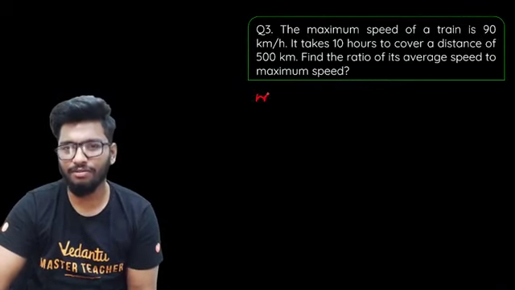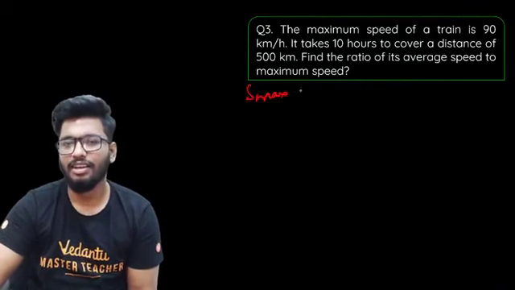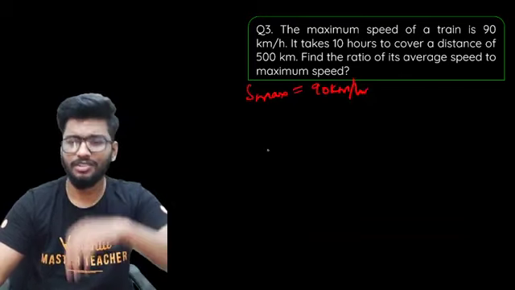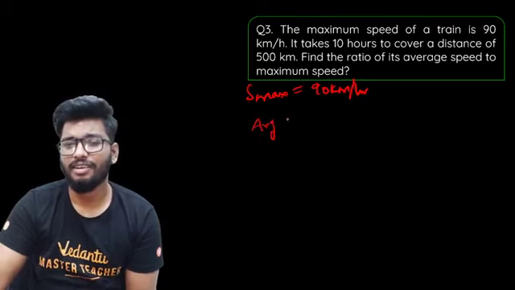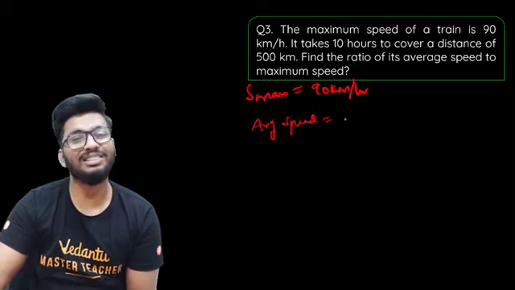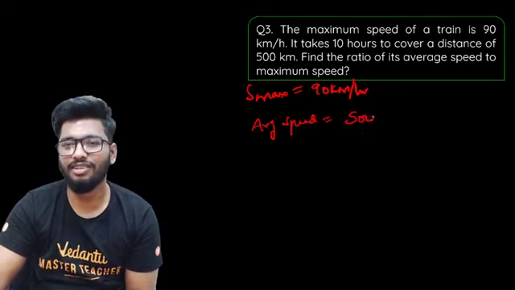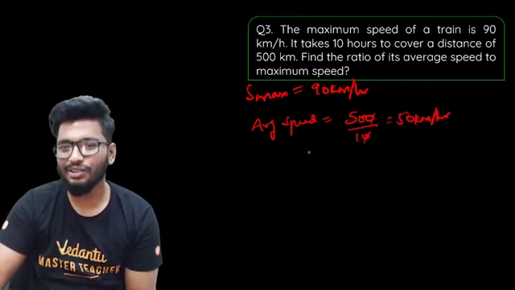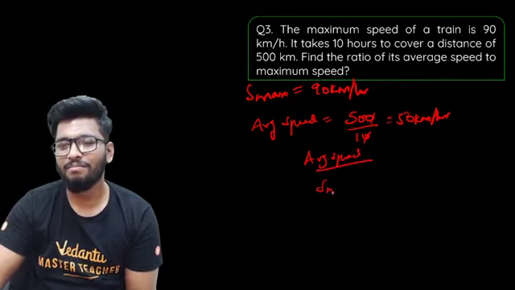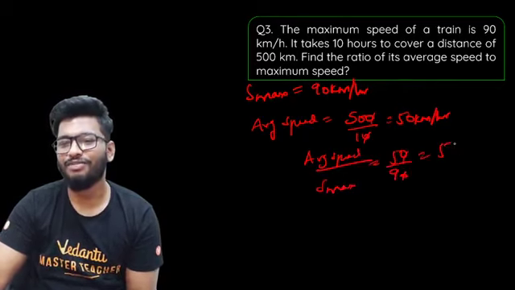So maximum speed, first of all, is given as 90 km per hour. Average speed is given as total distance by total time taken. What is the total distance? 500. Total time taken is 10. So that's 50 km per hour. So what is the ratio of average speed to max speed? 50 divided by 90, which is what?